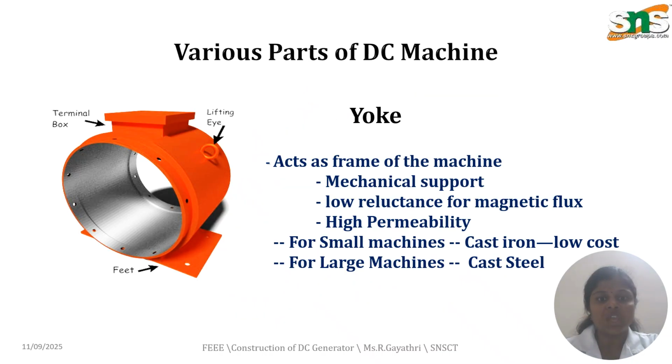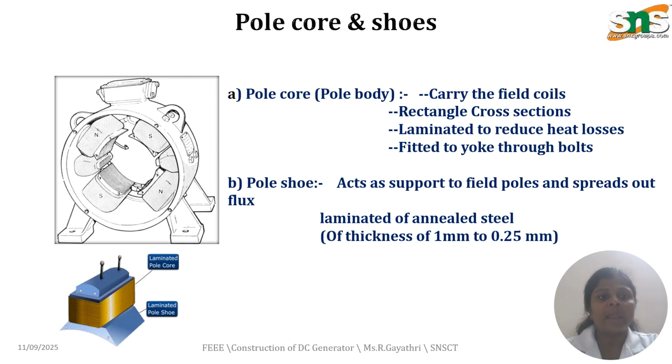The yoke acts as the frame of the machine and gives mechanical support, and it has high permeability. For smaller machines, the frame is manufactured at low cost. For larger machines, the manufacturing cost of the frame will be high. Coming to pole core and shoes, the pole core carries the field coils, and the shoes act as a support to the pole body.